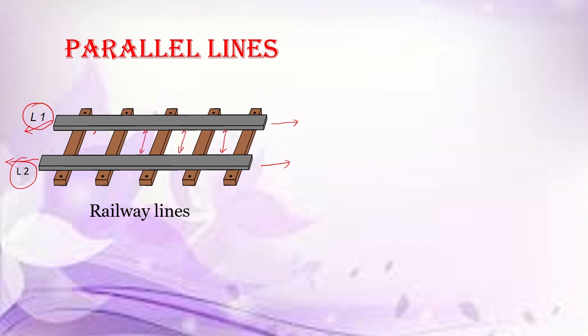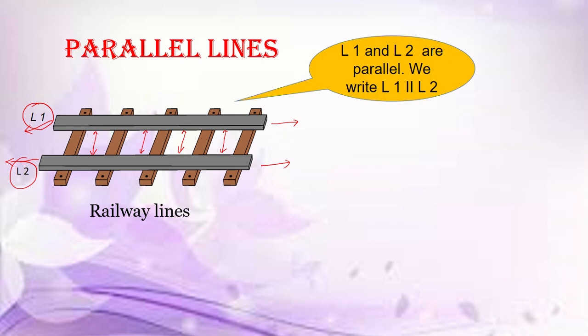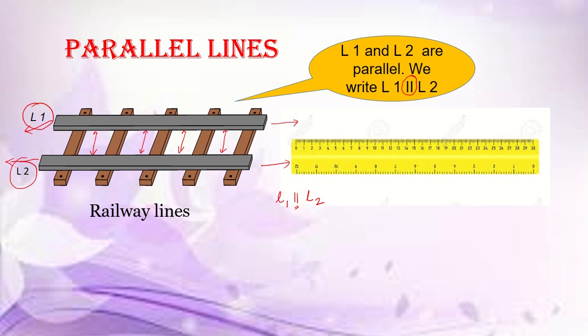Okay. Now, will they intersect? Will they cut each other at any point? No, they are not cutting each other at a point. So in this, you can write L1 and L2 are parallel. How will you write it? This one is the symbol. How to represent? I will write L1 is parallel to L2. L1 and L2 are two lines which are parallel to each other. This symbol is of parallel lines. You can take the example of a scale also. See the edges of the scale.